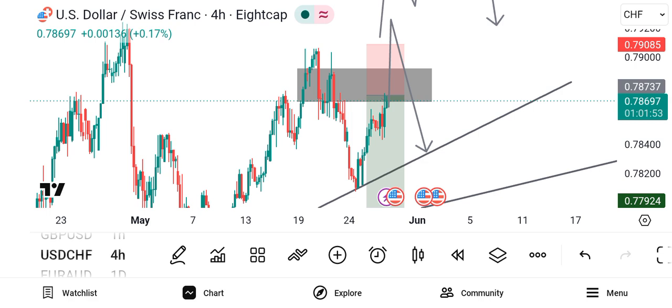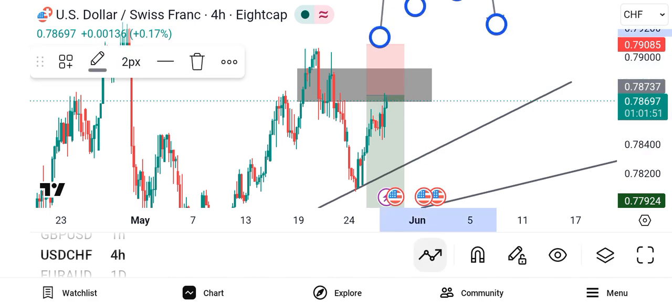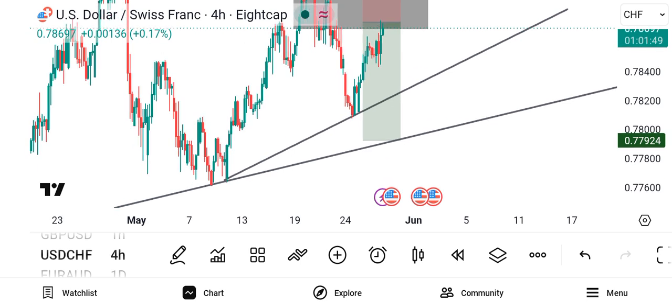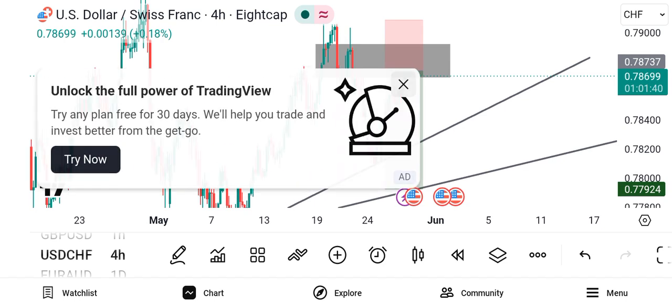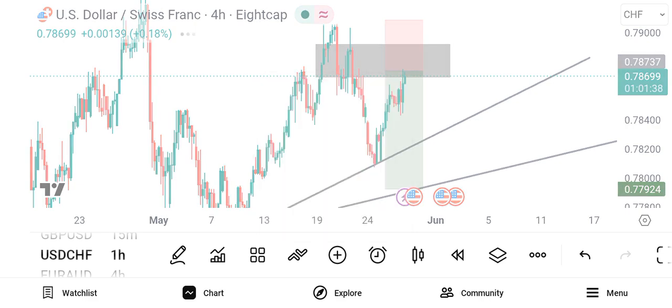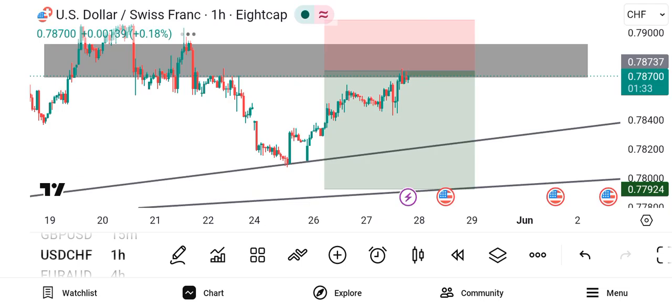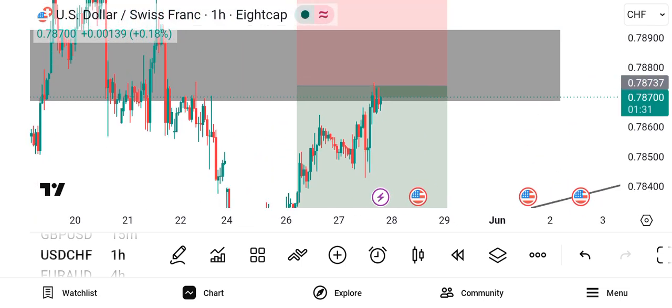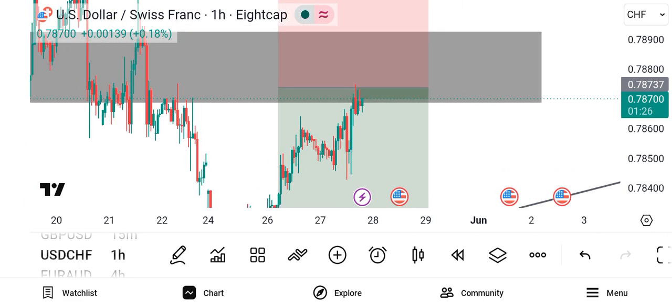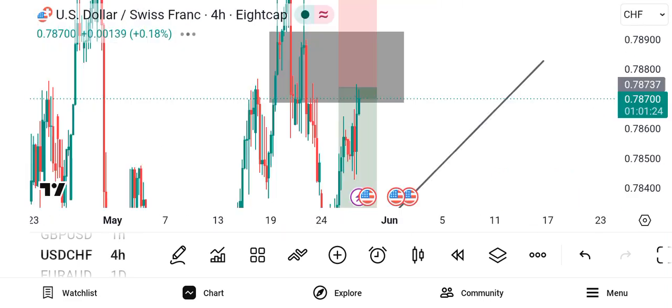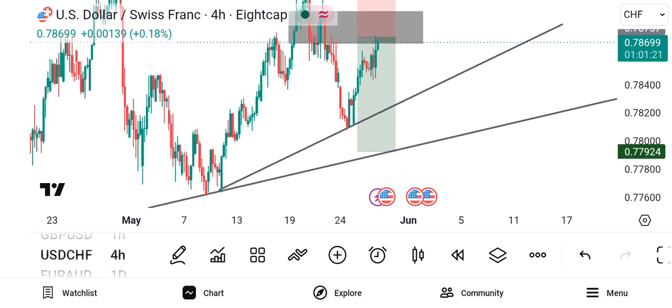I'm keeping my eyes to short USDCHF currently, based on the chart pattern I'm seeing from the 4 hour. So if I get a nice 1 hour confirmation from my 4 hour perspective, I'll be shorting USDCHF. So this is a quick update on USDCHF, on what I'm keeping my eyes on currently.